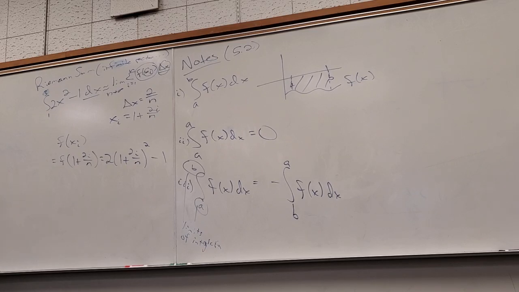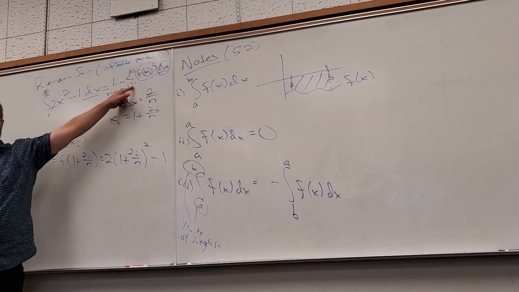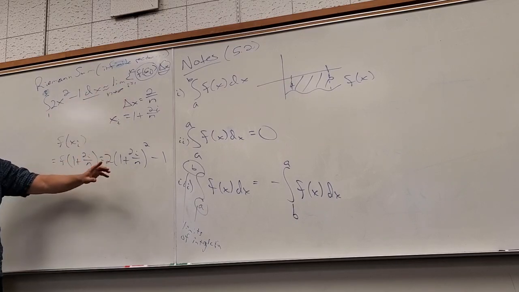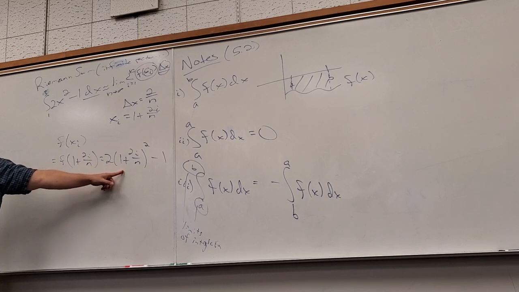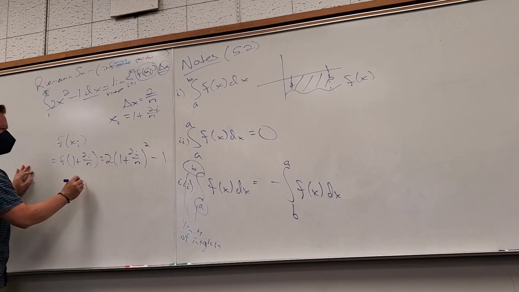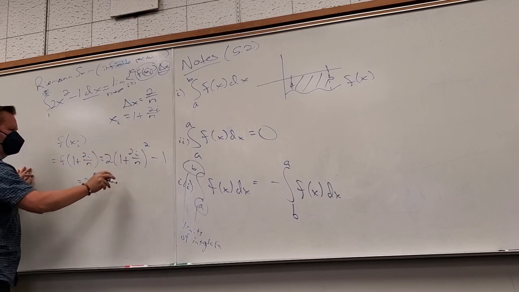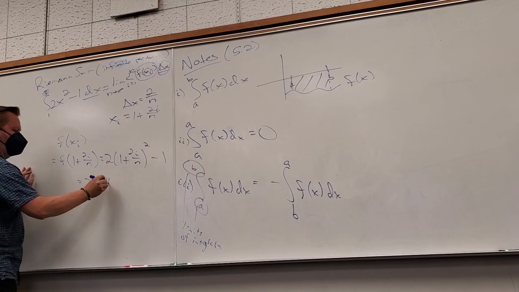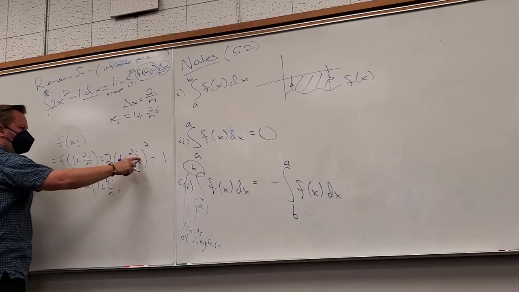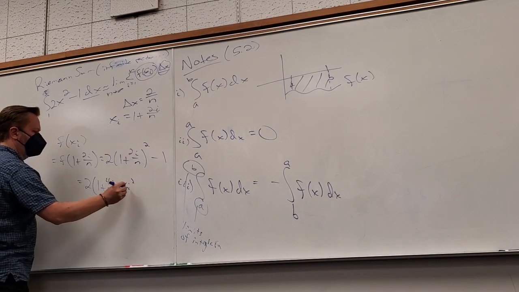What can I do right now before I throw this into my infinite sum? What can I do right now? Simplify. Yeah, I can square. So this will be 2 times 1 plus 2i over n, 2i over n, 4i over n, plus 2i over n times 2i over n is 4i squared over n squared.